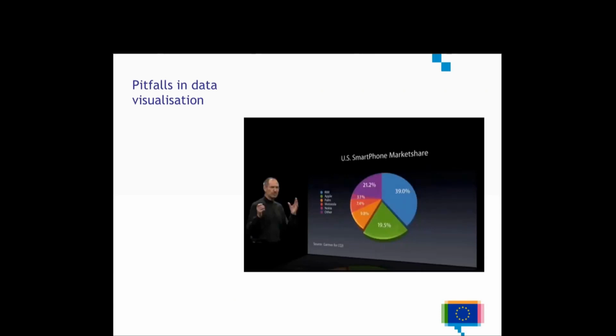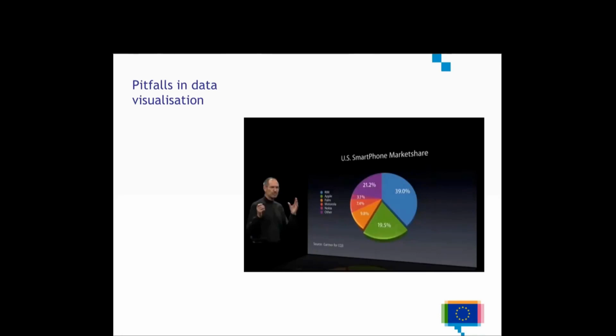The next pitfall I'm going to illustrate by showing you this chart. This is Steve Jobs during one of his famous keynotes, and in this particular keynote he was highlighting the market share of the Apple iPhone. And this is represented by the green area on the chart. But if you look closely at the values shown on this chart, you can see that the green area represents 19.5%, while the purple area is smaller but represents a higher value.